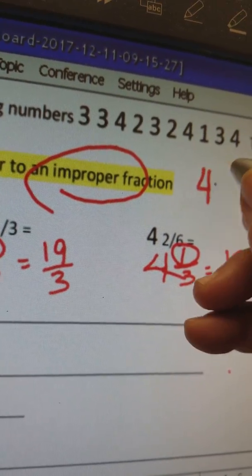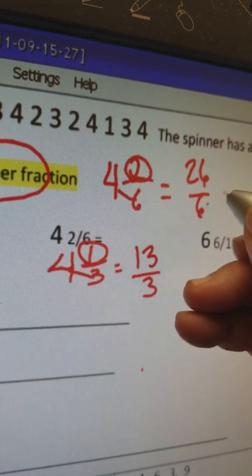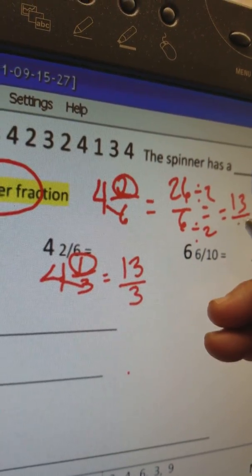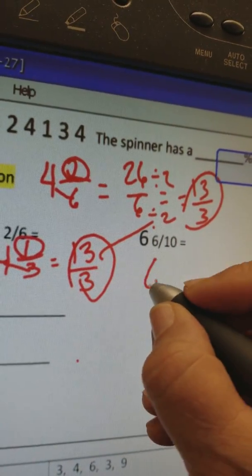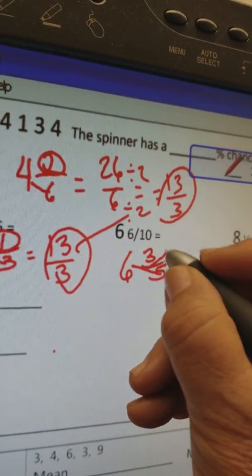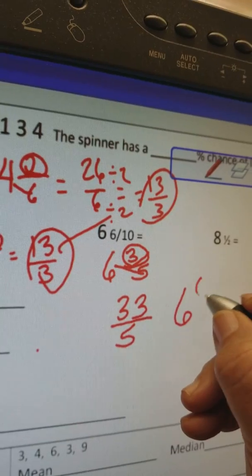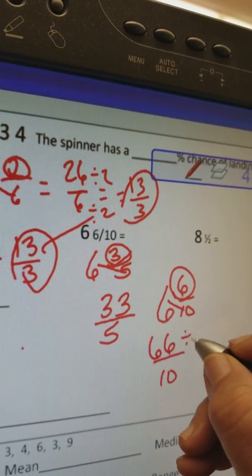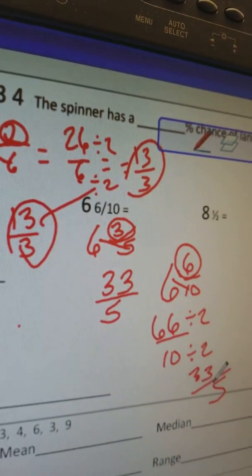Or if you did 4 and 2/6, you would get 26 over 6. You still reduce by 2. Whatever you do to one, you do to the other, and you would get 13 over 3, the same answer. 6 6/10 can be reduced to 6 3/5 when we reduce by 2. That would be 30 plus 3, 33 over 5. However, if you did 6 and 6/10, you would have gotten 66 over 10, and reduced by 2, 33 over 5. Same answer.